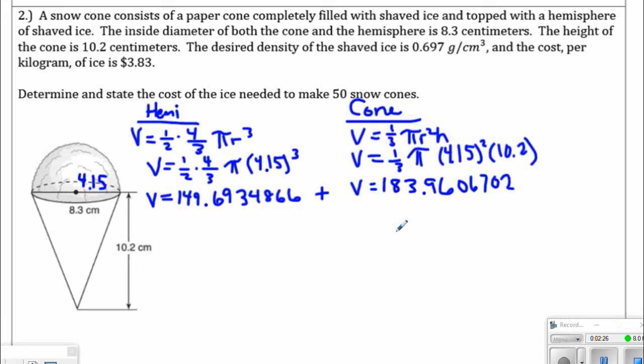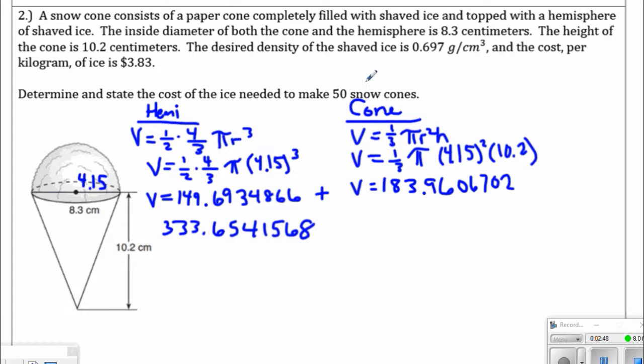Next step, you want to actually add those two volumes together. So let me do that here. Still not rounding because we want the volume of the entire solid. Okay, so here's your volume. When you add those together, you get 333.6541569. So that's the hemisphere and the cone together.